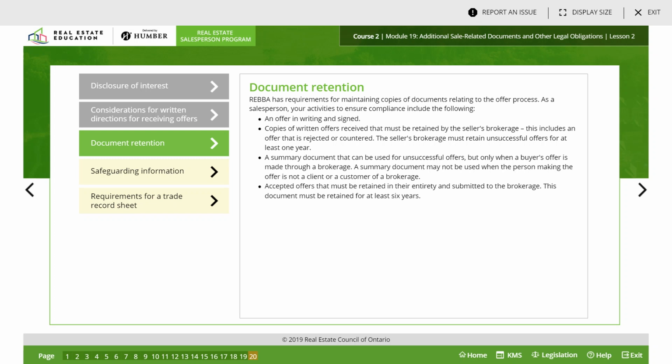A summary document can be used for unsuccessful offers, but only when a buyer's offer is made through a brokerage. A summary document may not be used when the person making the offer is not a client or a customer of a brokerage. Accepted offers must be retained in their entirety and submitted to the brokerage. This document must be retained for at least 6 years.